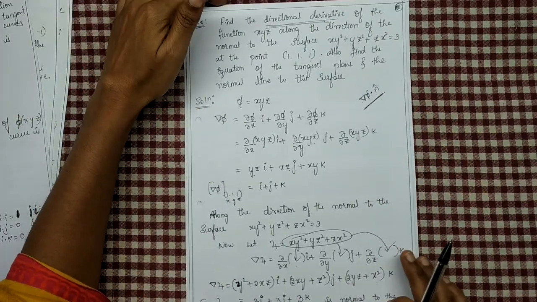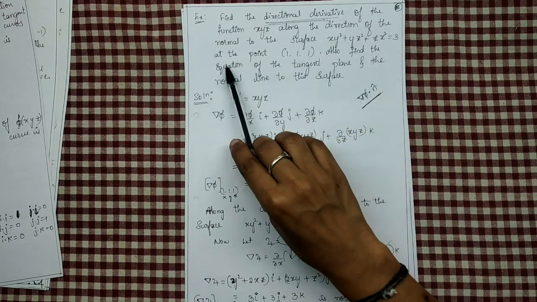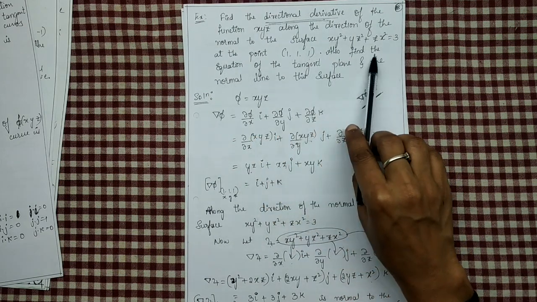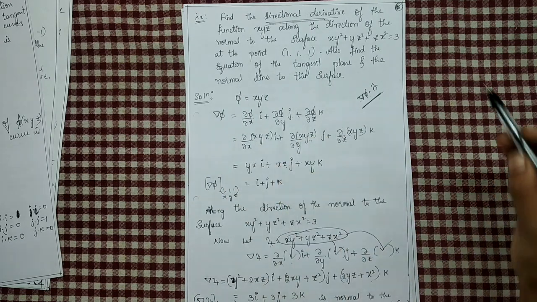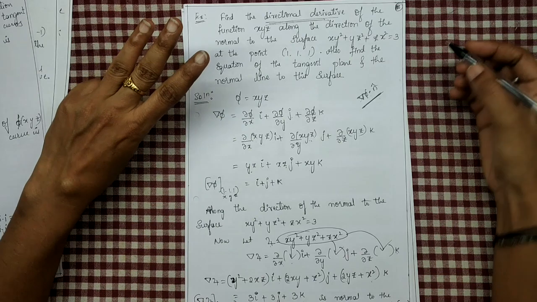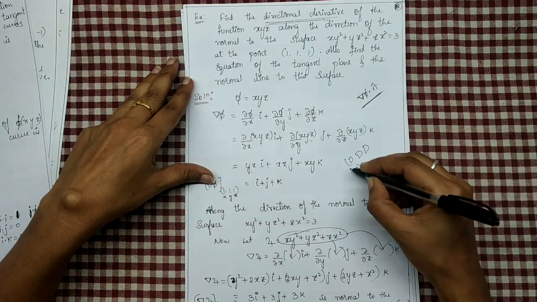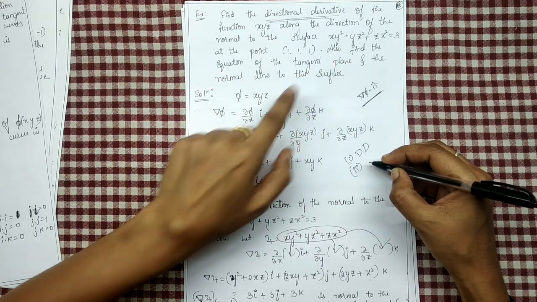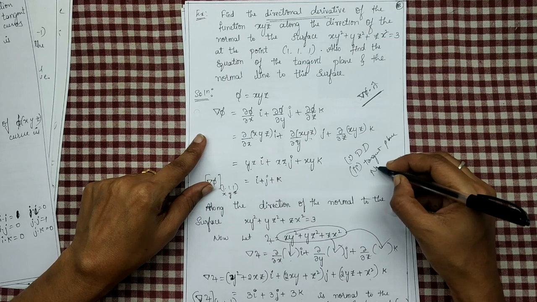Find the directional derivative of the function xyz along the direction of the normal to the surface. This is the given surface, at this given point. Also find the equation of the tangent plane and the normal line to the surface. Here we have to find three things. What are the three questions? The first question is to find the directional derivative, and the second is to find the equation of the tangent plane and the normal line.